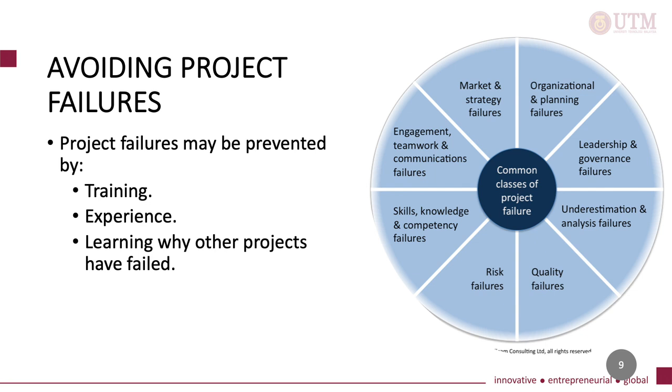You can also learn from the wisdom gained by people involved in earlier project failures. One technique known as a fishbone diagram, also called a cause and effect diagram or an Ishikawa diagram, can be drawn in order to illustrate what can go wrong in a project.